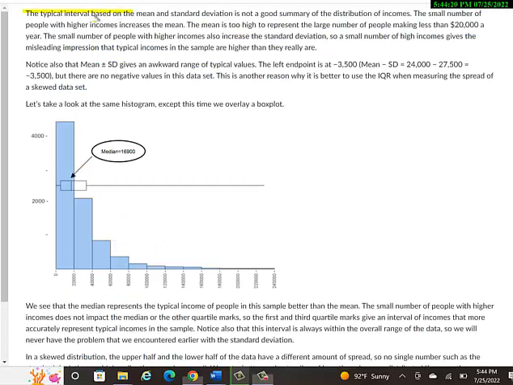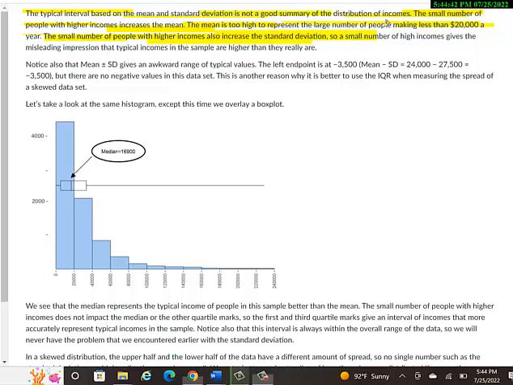The typical interval based on the mean and standard deviation is not a great summary of the distribution of incomes. The small number of people with higher incomes increases the mean. I think we saw an example on a previous page a while back that talked about this too. The mean is too high to represent the large number of people making less than 20,000 a year. The small number of people with higher incomes also increase the standard deviation.